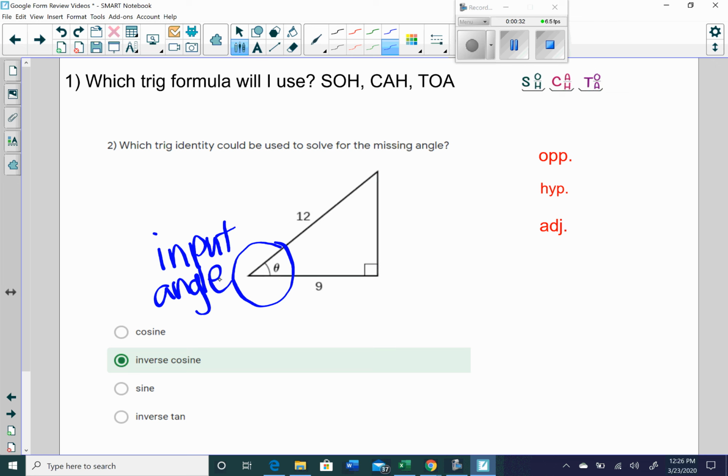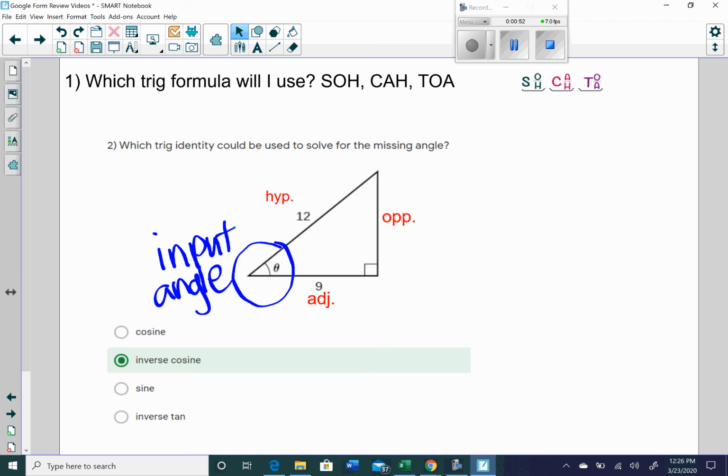From theta, we're going to label the rest of our triangle. So I always choose the opposite first, start on theta and go across from it. Hypotenuse, you start on 90 and go across from it. And adjacent, you start on theta and go next to it.